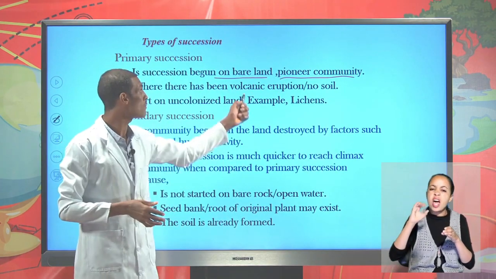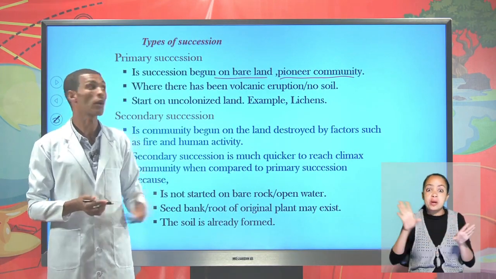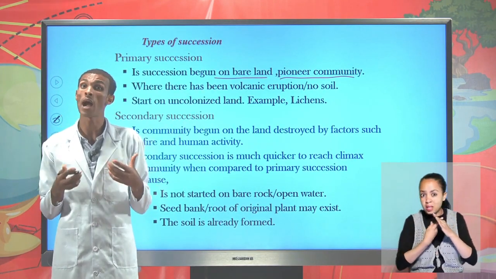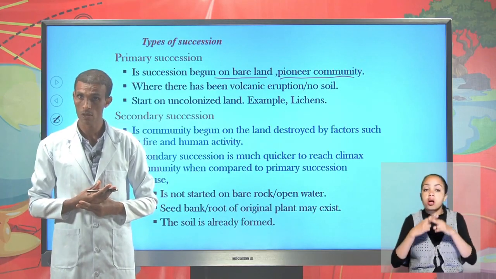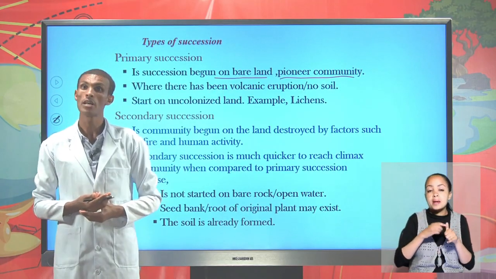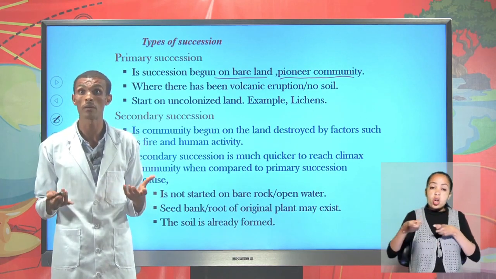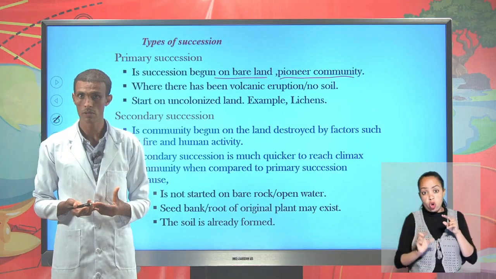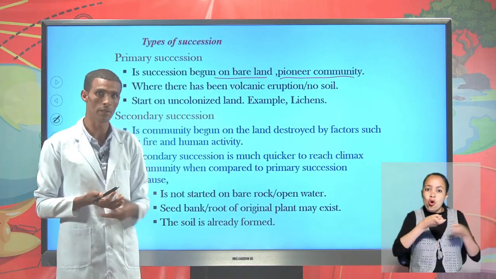A community that begins after a volcanic eruption, or over an uncolonized area, we call primary succession. In primary succession, the index of diversity of the area where they colonize is too low. No other community occupies this area except the pioneer community.